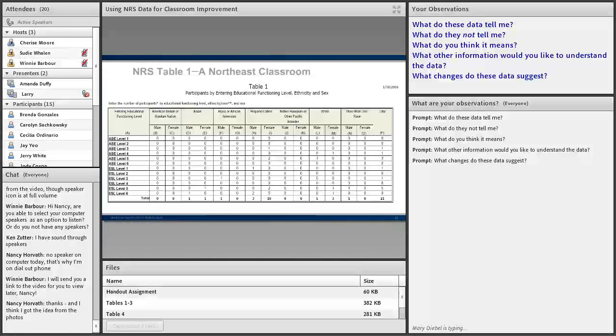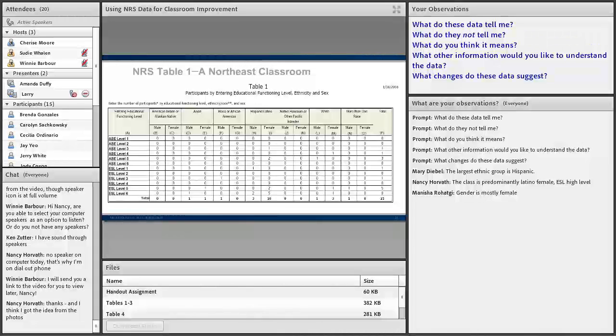Great, Mary's typing. Thanks, Mary. Okay, so Mary says the largest ethnic group is Hispanic, correct? Nancy's typing. What do you see? What does the data tell you? Okay, the class is predominantly Latino female, ESL high level, gender is mostly female. Absolutely.